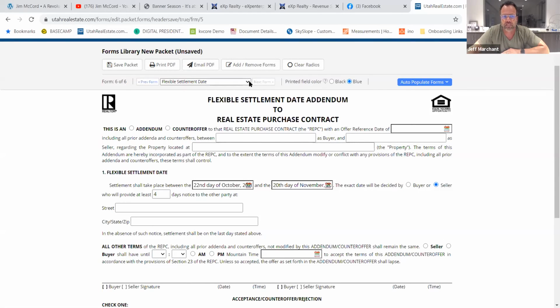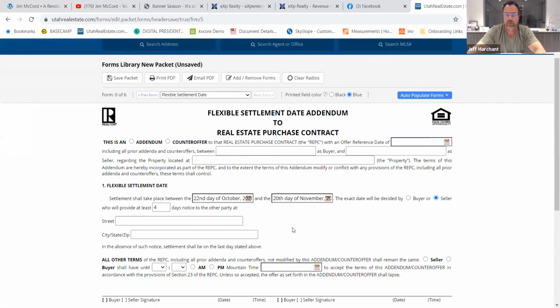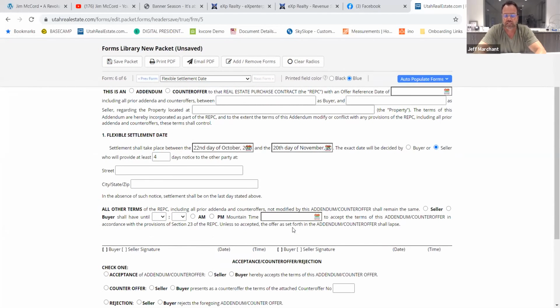The reason on the seller side I use the short-term lease agreement is, let me go back to that form. Let's say I accepted this. Let's say I accepted this and I'm the seller, Kim, you're the buyer, and it's November 7th and your client loses their job. And they can't buy the house, and our settlement deadline goes out till November. So your client might lose their earnest money, but I lose the buyer.